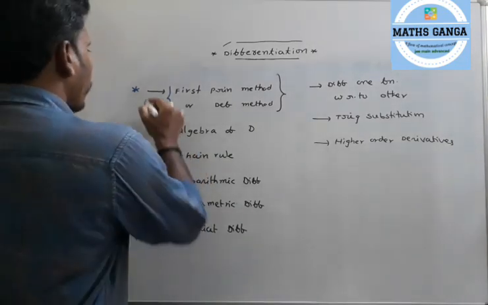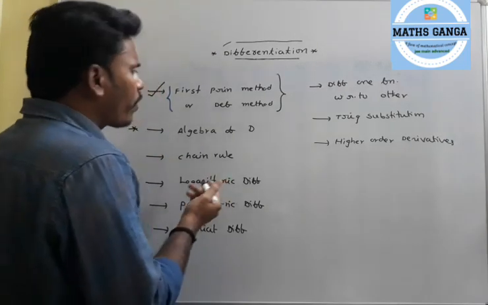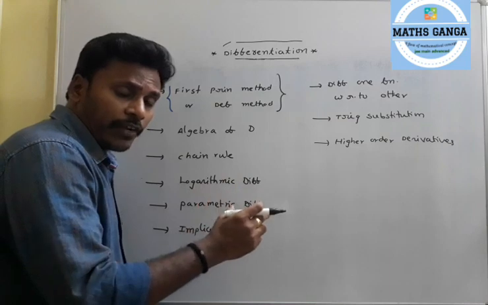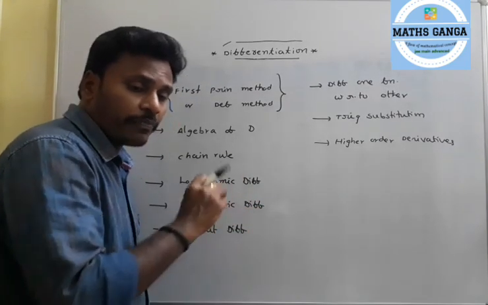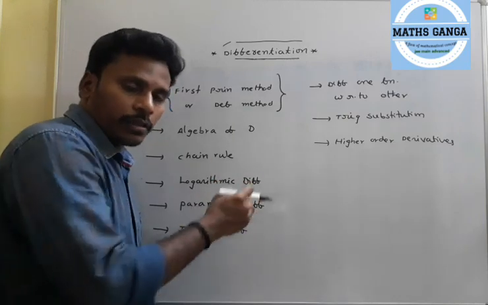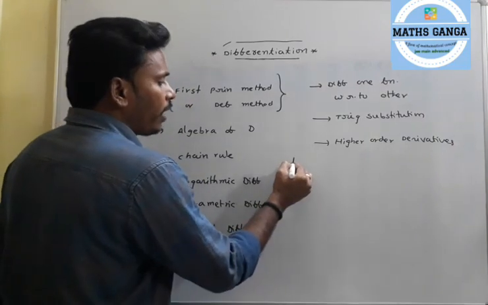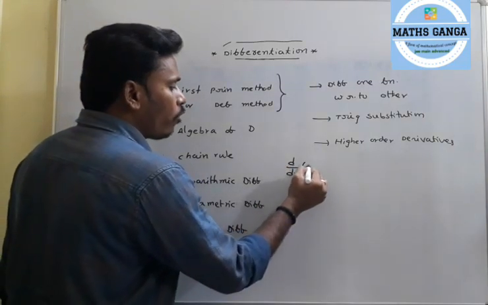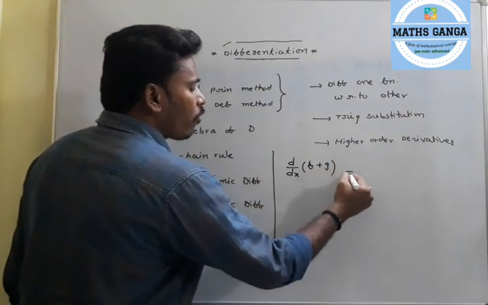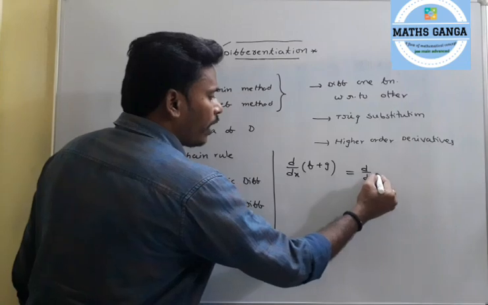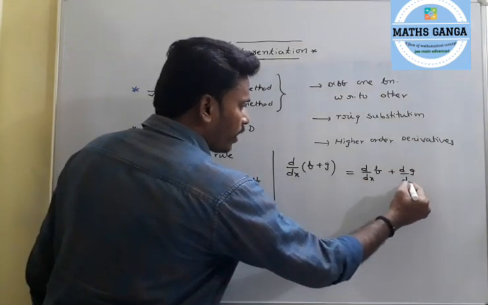Okay, so the first principles method is clear. Then coming to the algebra of differentiation. See, algebra of differentiation means the derivative for the sum of functions, the derivative for the product of functions, the derivative for the division of functions. First I will mention the formulas and then I will give you one or two simple examples also. I think you all know that d by dx of f plus g, or you may say f minus g, the d by dx of the sum of the functions is nothing but the derivative of f with respect to x plus the derivative of g with respect to x.